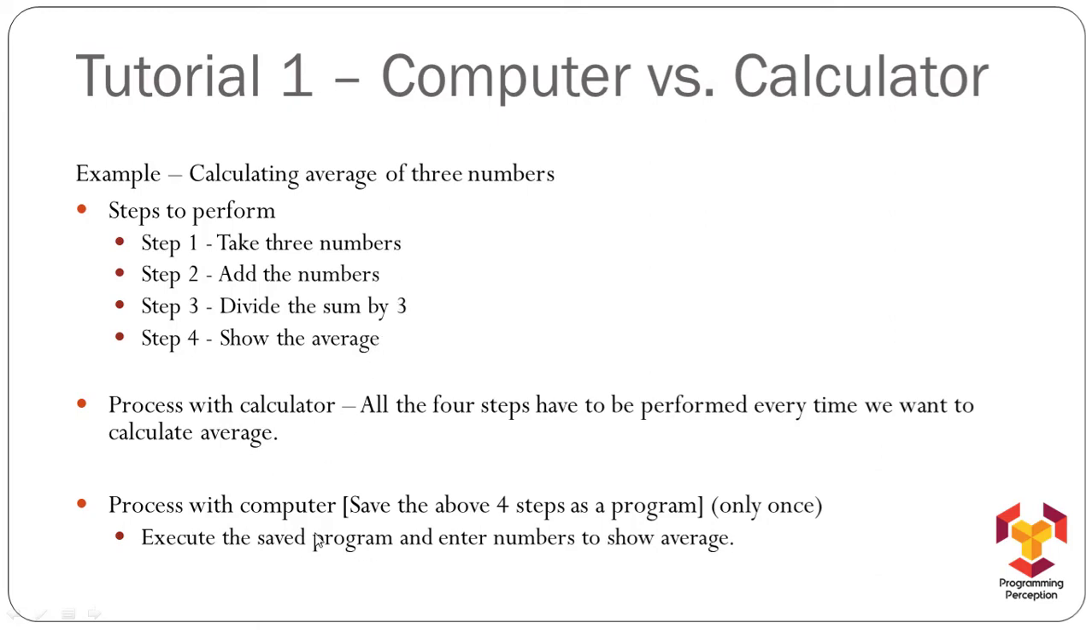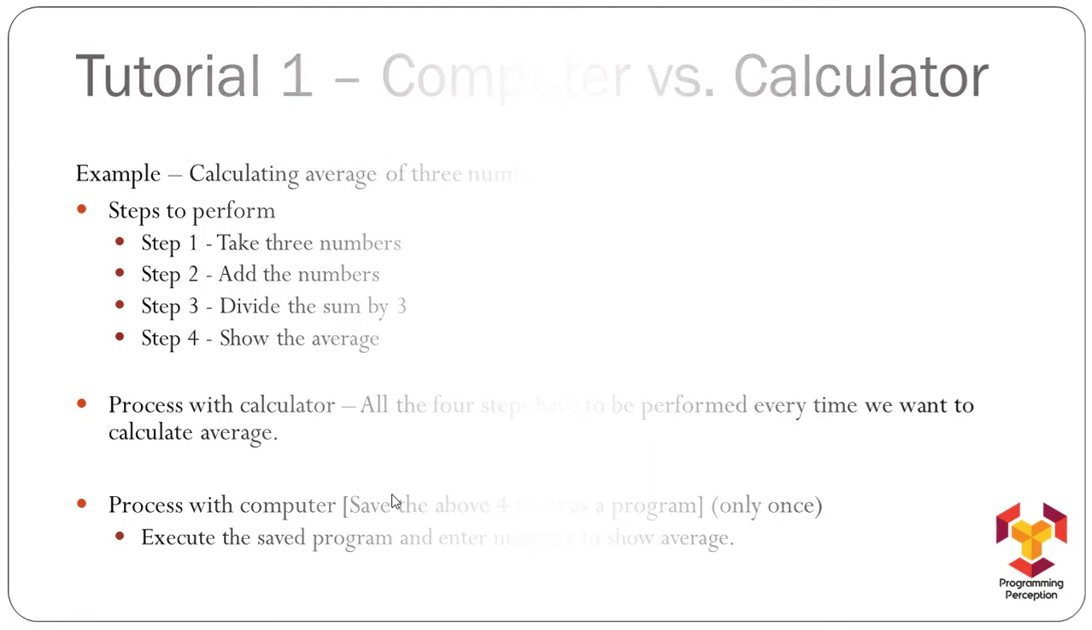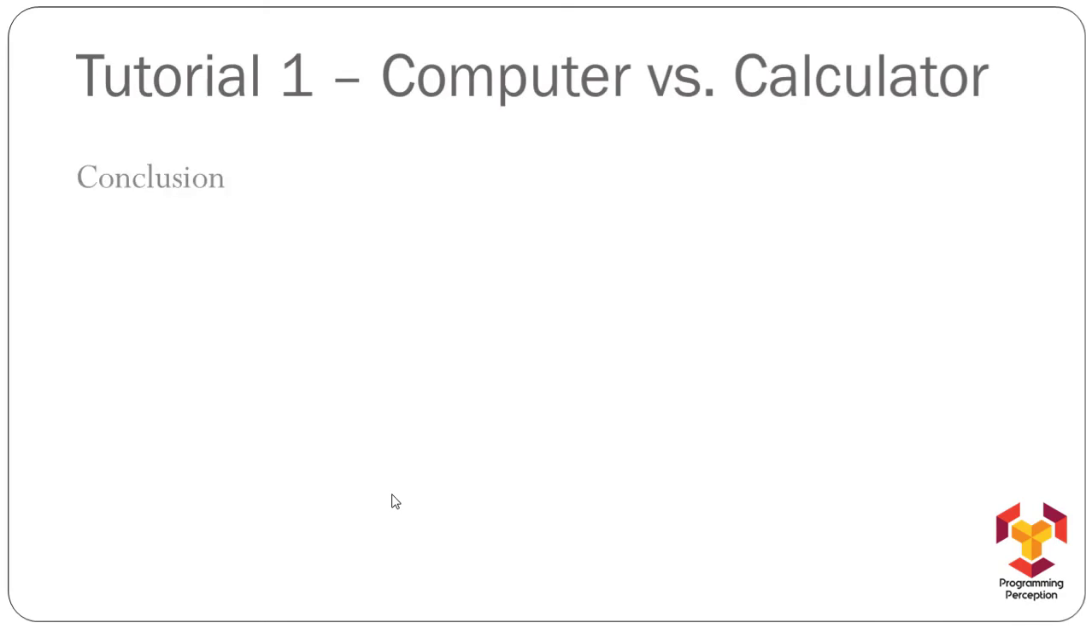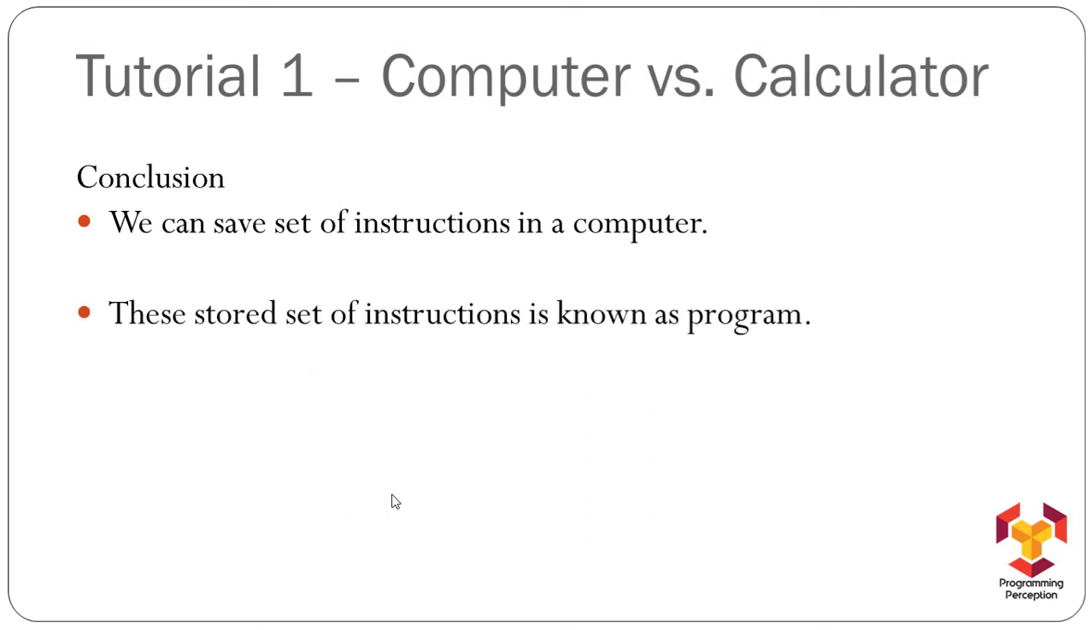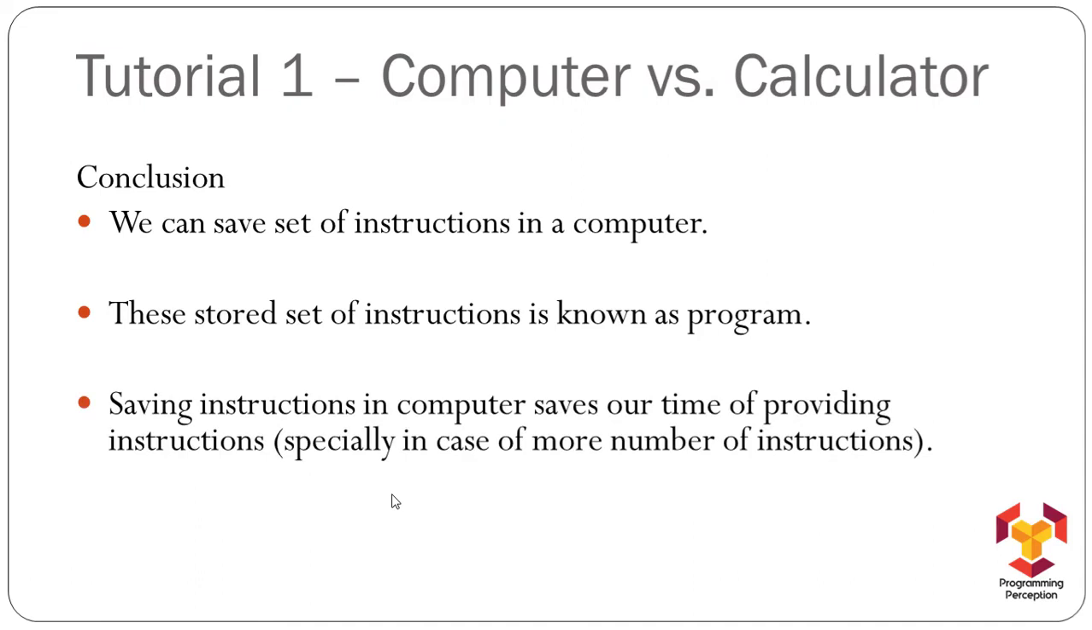And whenever we will execute that saved program, it will ask us to enter numbers and then after it will show the average. So you can clearly see that in computer, we can actually tell how to perform a specific task once and then we need not bother about it. So let's see what it means. It means that we can save set of instructions in a computer. Now these stored set of instructions is known as program. Now, saving instructions in computer saves our time of providing instructions, especially in case of more number of instructions.